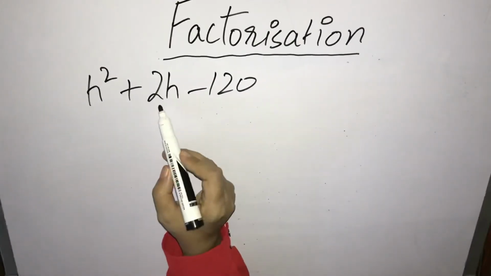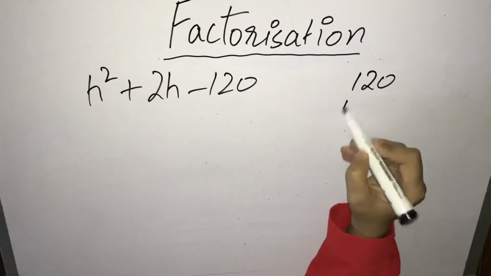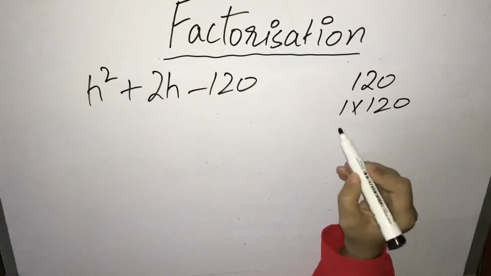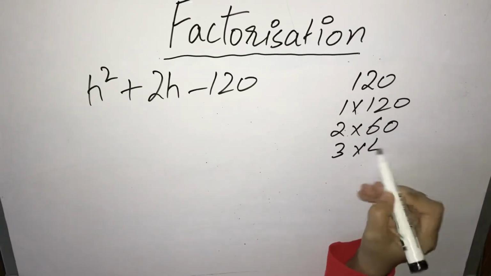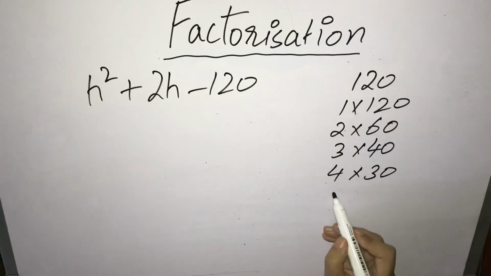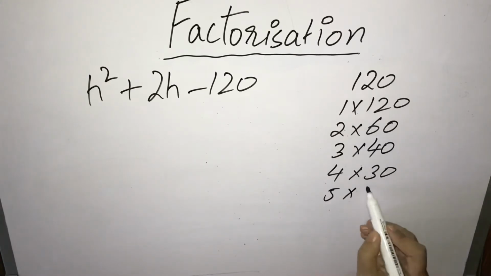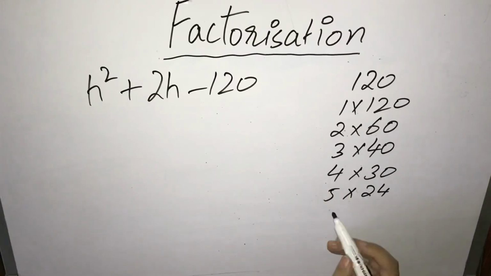h square plus 2h minus 120. Factors of 120. 1 into 120. 2 into 60. 3 into 40. 4 into 30. 5 into 24, 5 2s are 10, 5 4s are 20, 24 5s are 120.